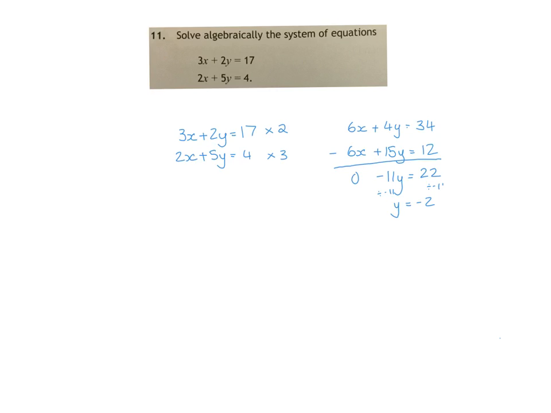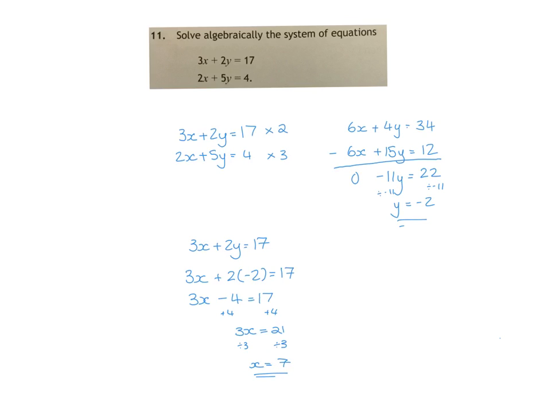So we need to now substitute that back in. So we've got 3x plus 2y is equal to 17. So we've got 3x plus 2 times negative 2 equals 17. So we have 3x take away 4 equals 17. So we add 4 to both sides. We get 3x is equal to 21. We divide by 3 on both sides, and we get that x is equal to 7. So those are our answers.